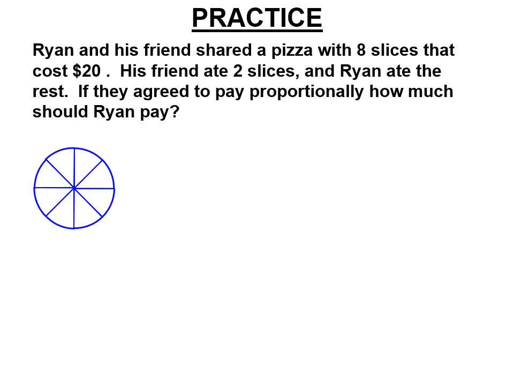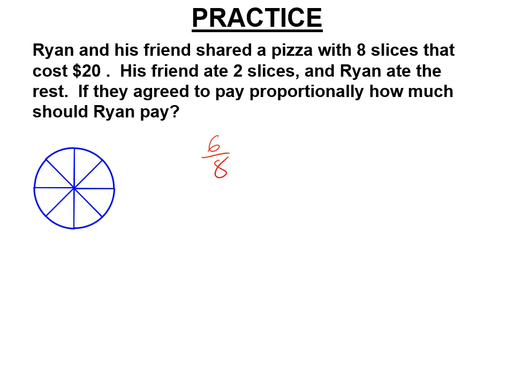All right, Ryan and his friend shared a pizza with 8 slices that cost $20. His friend ate 2 slices and Ryan ate the rest. If they agree to pay proportionally, how much should Ryan pay? So Ryan, if there were 8, he ate 6 of the 8 slices.